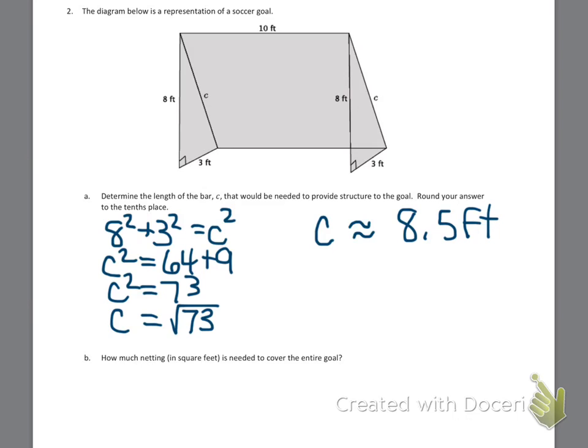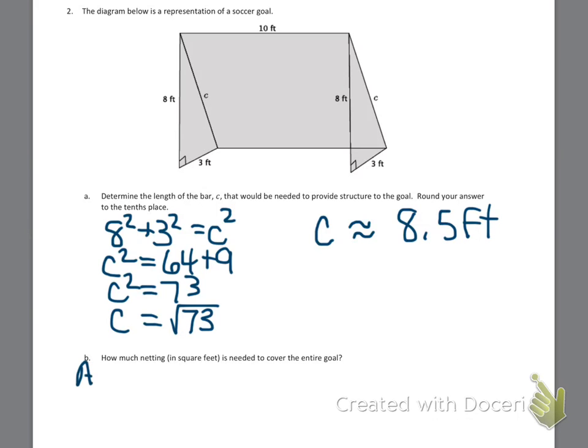So we've got this 10 foot, and then we know this is 8.5 feet. So we can find the area. We're looking for area. We want the area that covers this parallelogram back here, and then the area of these two triangles.